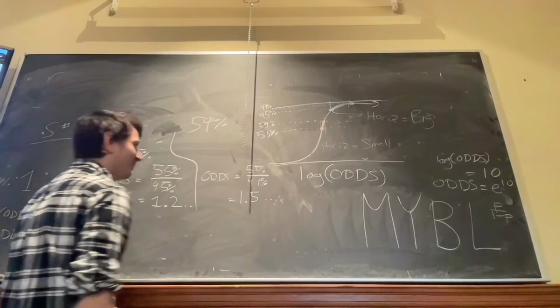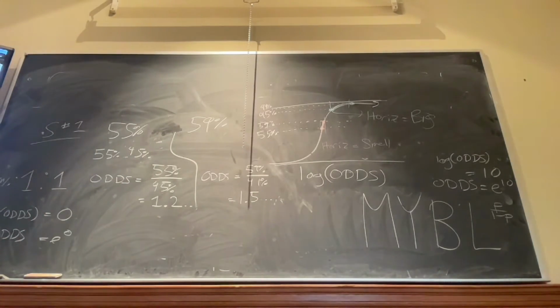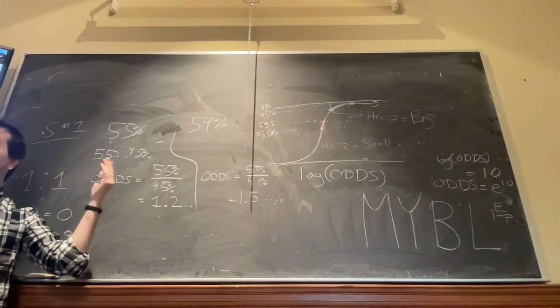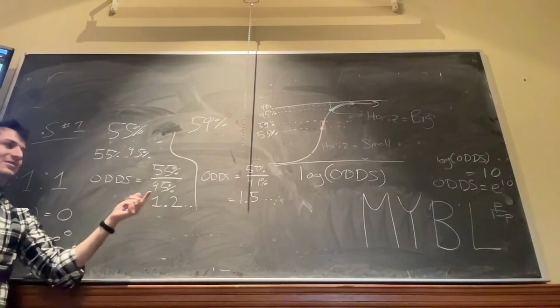Should have checked these on my calculator. But they're both a little bit more than 1, right? From the point of view of the odds, they're both a little bit worse than 1.